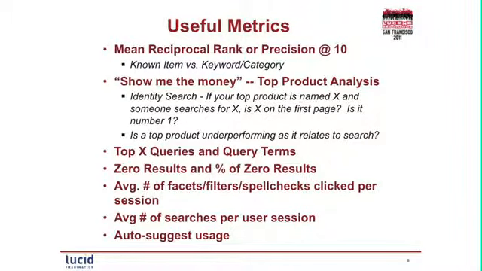Other useful ones, just that question I asked: what are your top 10 queries, top 50 queries? What are the top query terms? Zero results can be a big one as well, especially if you start to do session analysis of whether people are bouncing when they get zero results, things like that. Other ones that I've seen people use effectively: average number of facets, filters, and spell checks clicked per user session. That can be somewhat helpful as well.